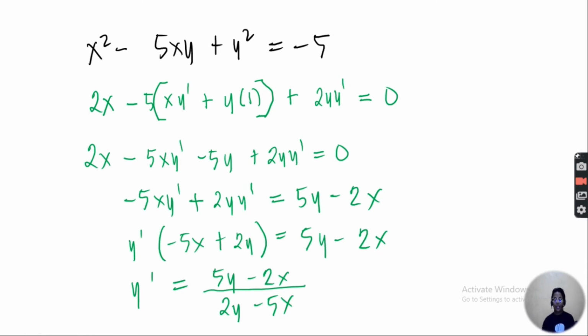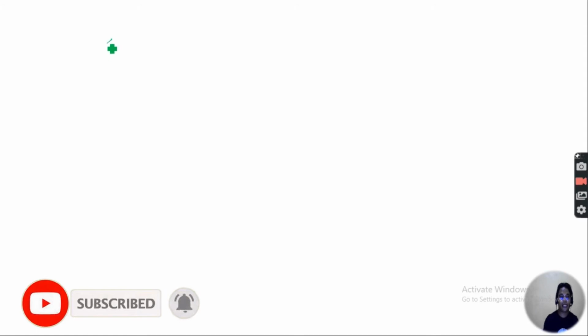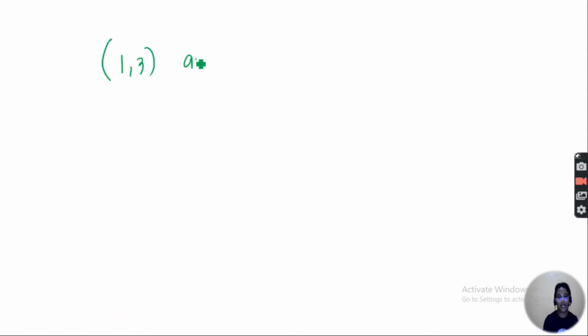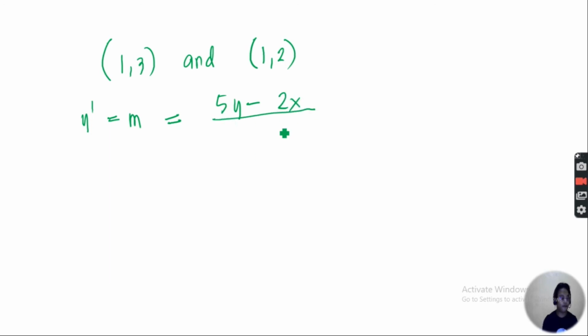So, ang gagawin natin ngayon is solve natin yung ating slope gamit yung ating point na nakuha kanina na (1, 3) and (1, 2) po na points. So, using (1, 3) and (1, 2). So, y prime is equal to the slope. So, yung ating kanina nakuha na value ay 5y minus 2x all over 2y minus 5x.